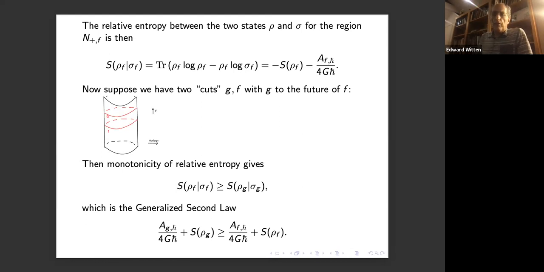So next time I will start by going over these steps more carefully, the ones I'm afraid I raced through a little bit too much here. And then I'll explain why there is a state sigma f and what is the state that has the right density matrix to complete the argument. So that will complete our discussion of the generalized second law. It'll take the beginning of the next lecture.